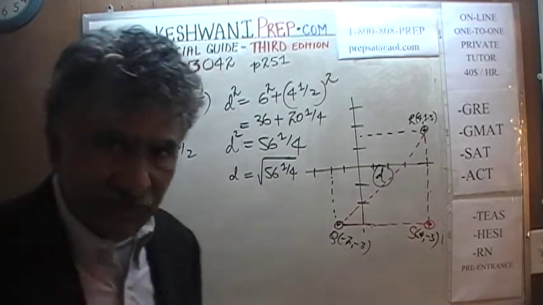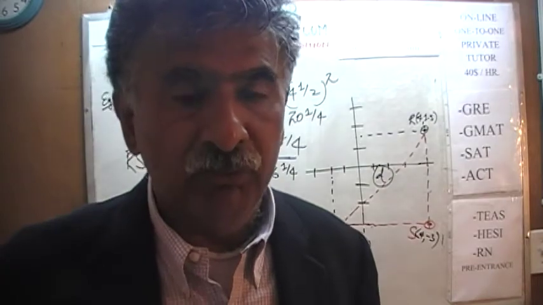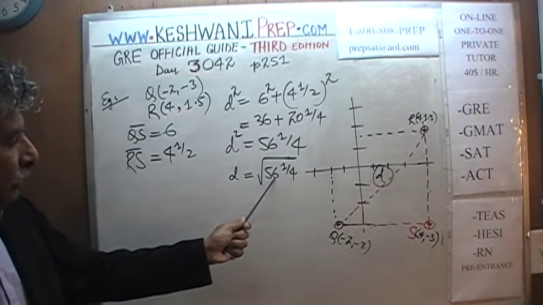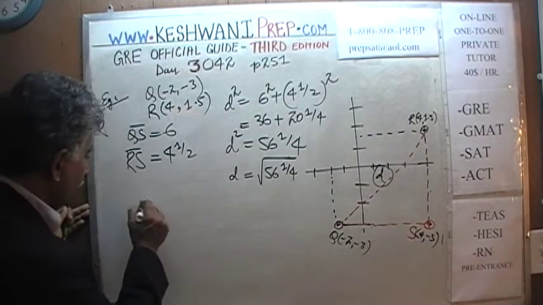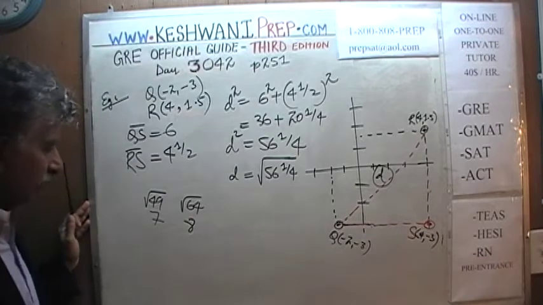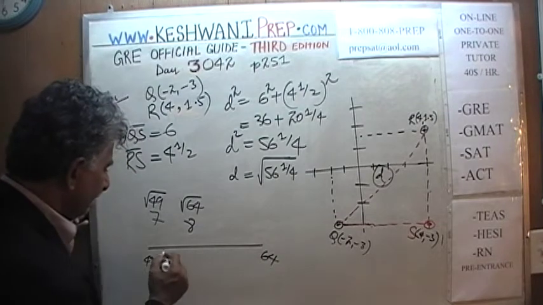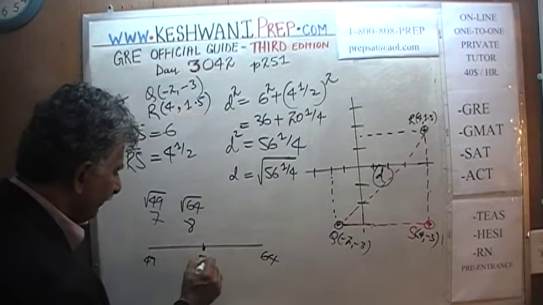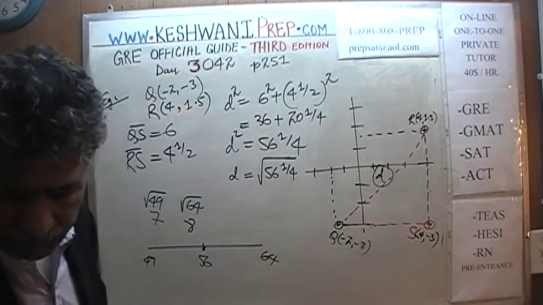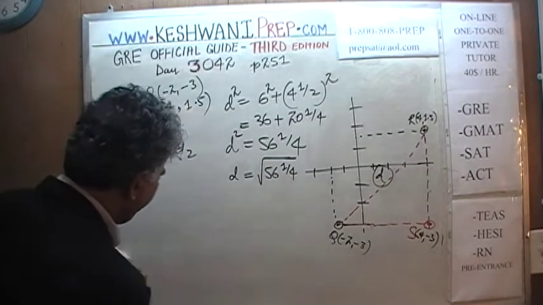What we are about to do is insane. I will be the first one to admit it, because it's just a fluke, a pure coincidence. We know the square root of 49 is exactly 7, and we know the square root of 64 is exactly 8. So between 49 and 64, and we are at 56, somewhere in the middle here. So I said to myself, why not try 7.5 and see what happens?